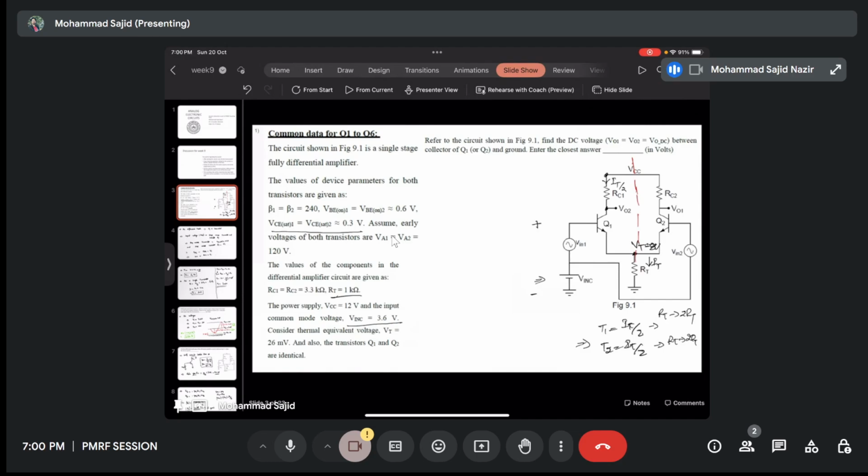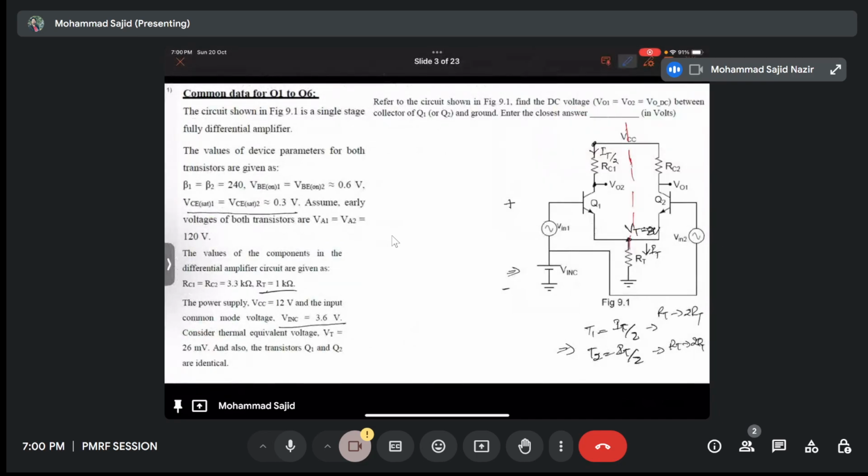So this is a differential pair. In this week, we have discussed the differential pairs. What can be done is you can separate this differential pair into half and then do the half circuit analysis. For the differential mode, this RT will be grounded. For the common mode, the half circuit will have 2 times RT.